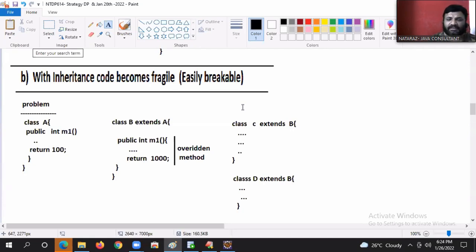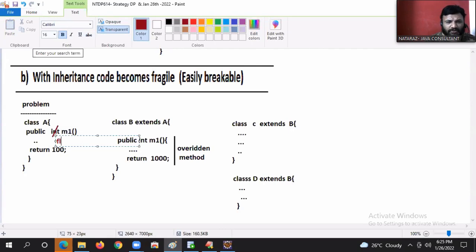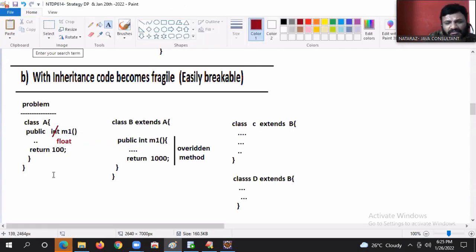Are you comfortable, guys? Now, what's the problem? I changed the return type of the M1 method in class A from int to float. Now tell me, guys, this will give a problem, and the classes extending from B also will be disturbed.